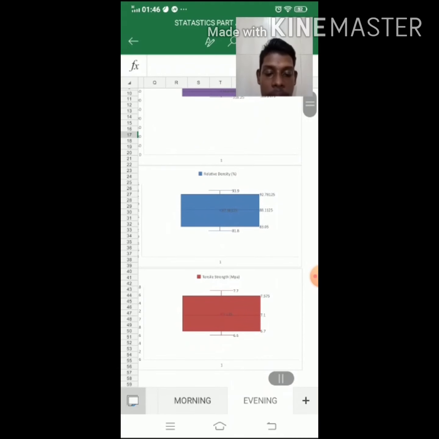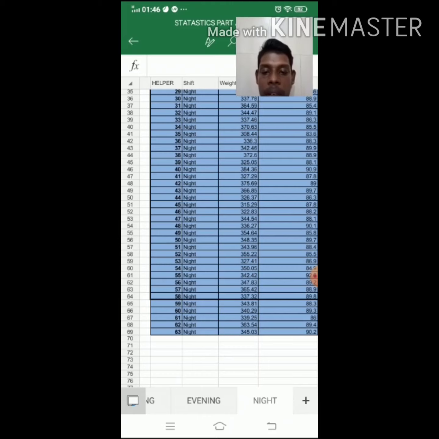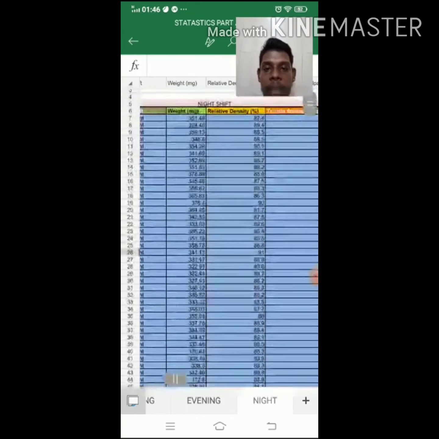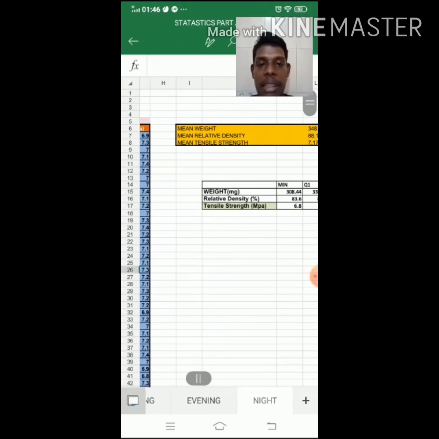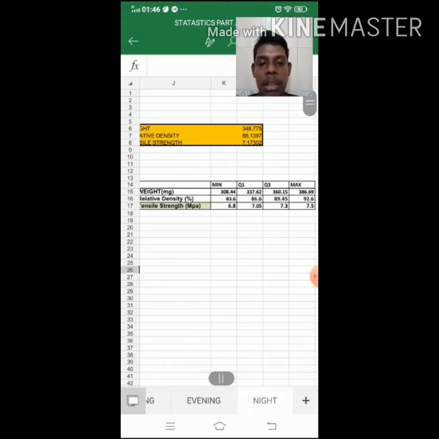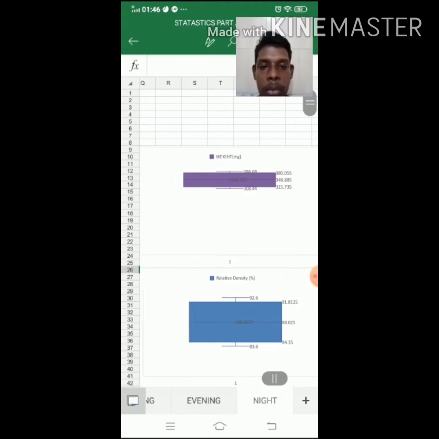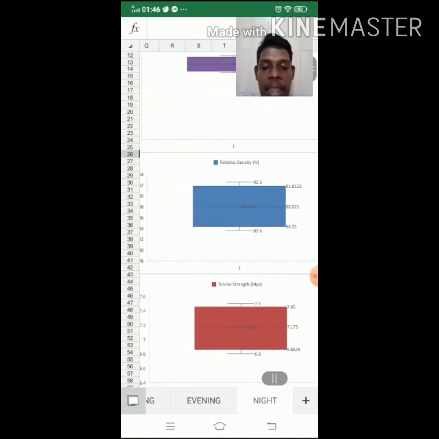After this we do the similar thing for the night shift. We found that there were 63 samples, and we do the same thing. We calculate the mean values of the 63 samples, and this is what we found. We also use the information here to draw the box and whisker diagram, and this is how it should look. We draw it for weight, relative density, and the tensile strength.